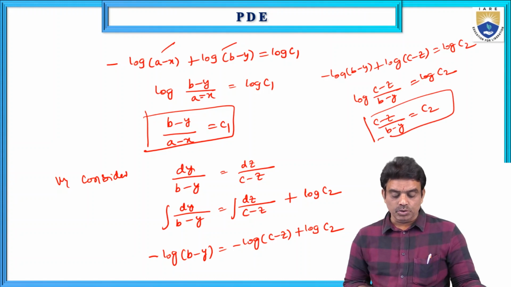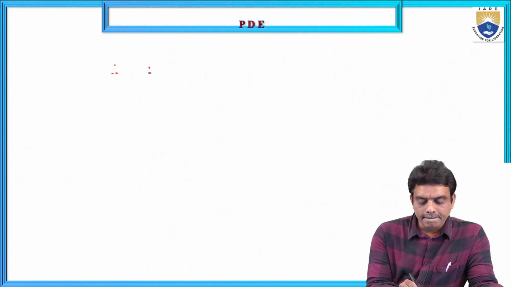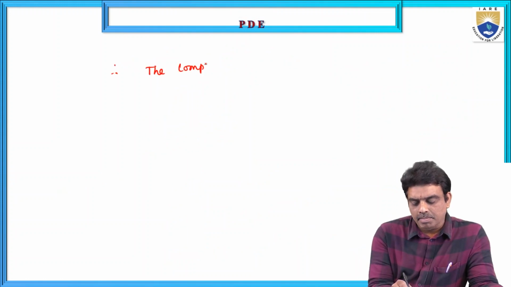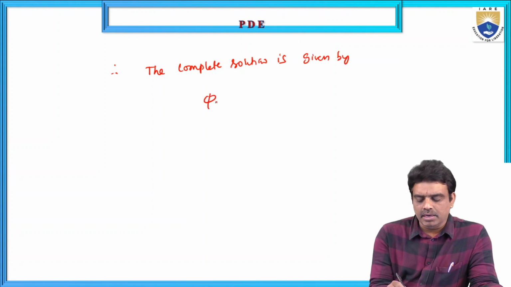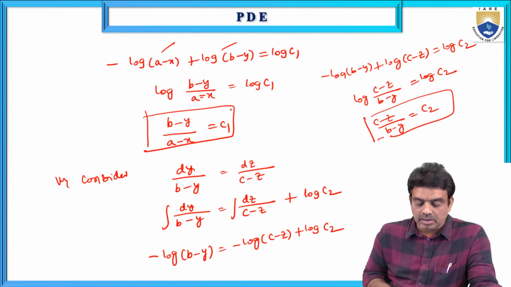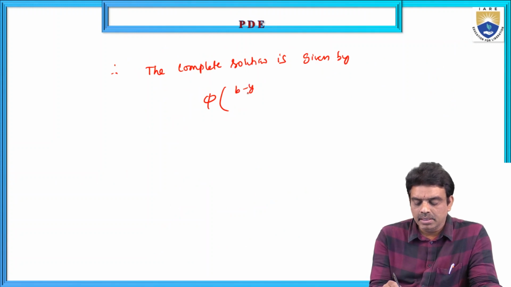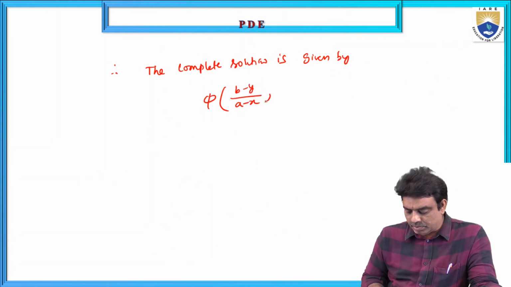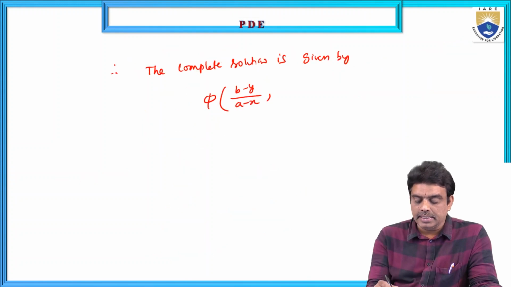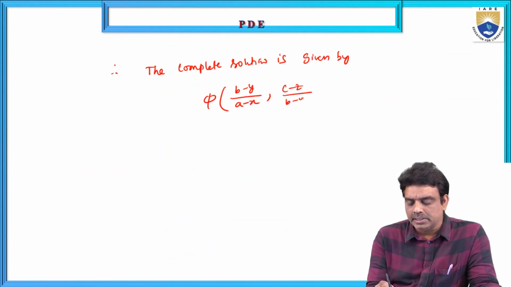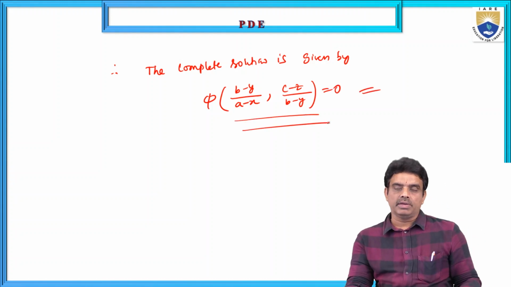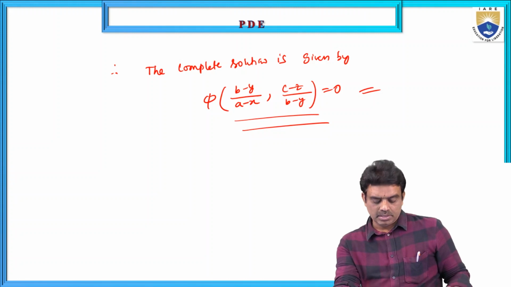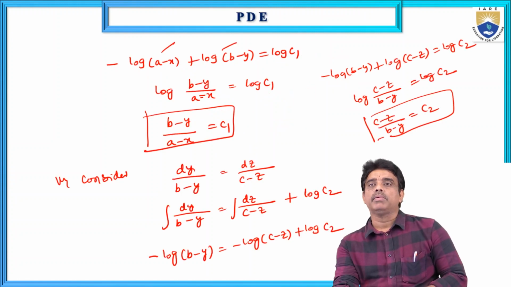So now the complete solution. Therefore, the complete solution is given by phi of, what is the first constant? (b minus y) by (a minus x). And what is the second one? (c minus z) by (b minus y) is equal to 0, which is the required solution of the given partial differential equation. So here we have solved 5 problems.